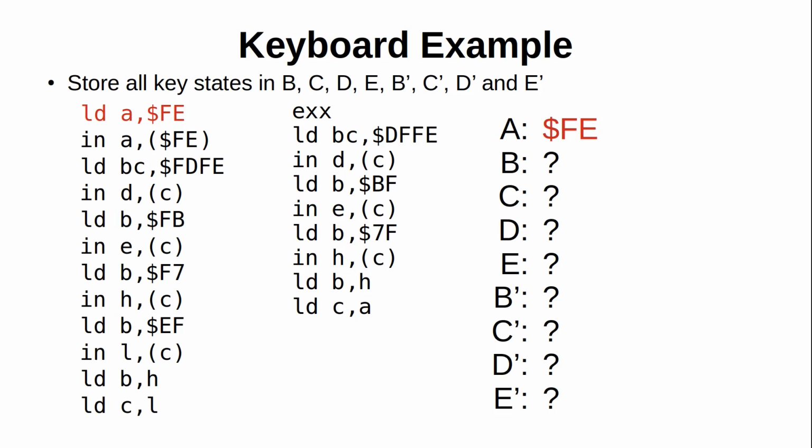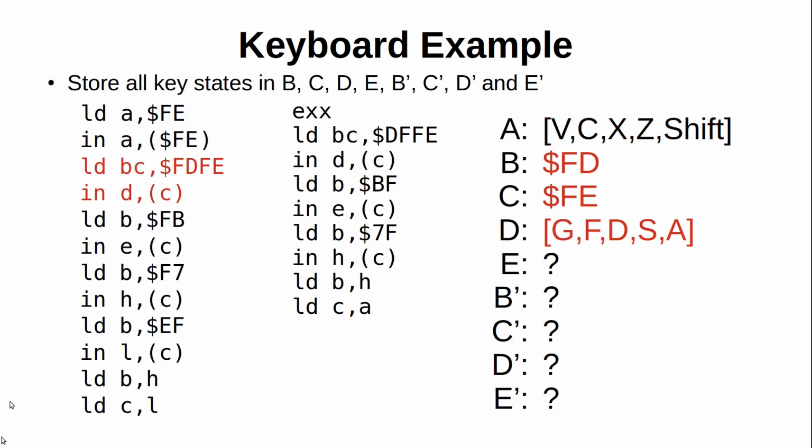So we need to start by loading the high byte of the address into A. Then we do the input, with the lower byte of the address in the second operand, and this will overwrite A with the value that was read, which contains the states for the V, C, X, Z, and caps shift keys. We want to keep that value in A, so we move on to using register addressing, which means we need to load BC with the next port address, then input it to the D register, which will have more key states. We can keep hex FE in C, as that will be the lower address of all the keys, since we're going through the ULA.